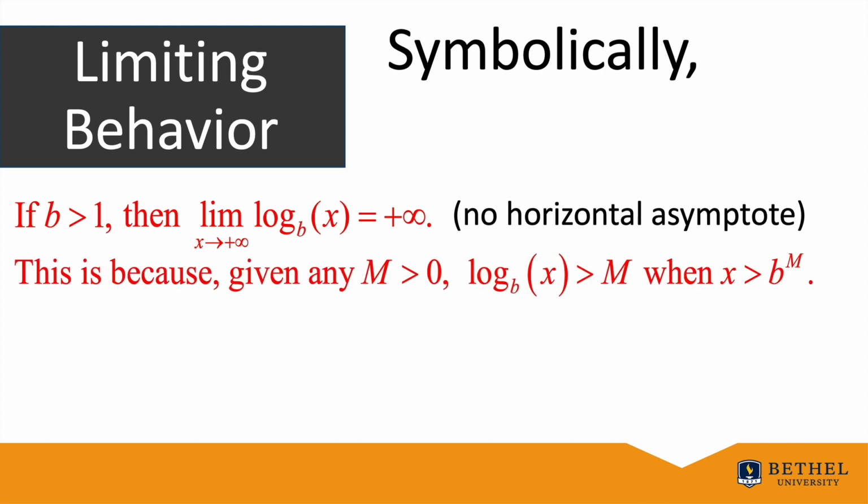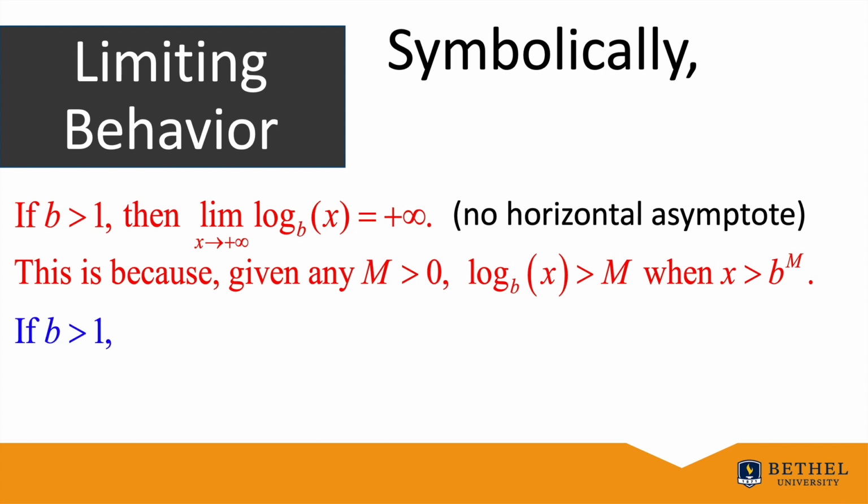Here's the reasoning. This is because, given any positive number m, no matter how big it is, log base b of x will be bigger than that number m when x is bigger than b to the m power. If m is 1,000 and b is 2, x has to be bigger than 2 to the 1,000 power for the output of log base 2 of x to be bigger than 1,000.